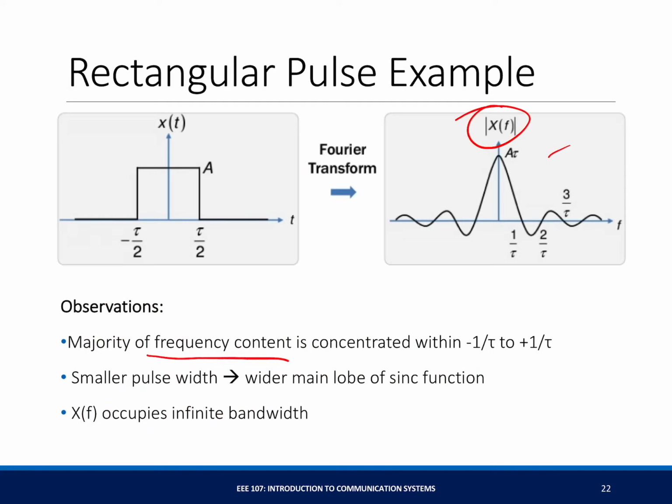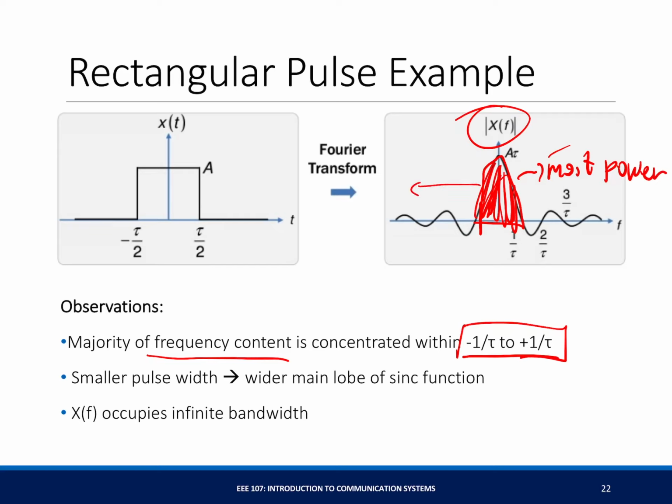Okay, just a note. The majority of its frequency content is concentrated in this interval right here. So it's right here where you get the most power. Right. If you have a smaller pulse width, then this lobe here increases. Right? And in reality, your X of f occupies an infinite bandwidth, since the sinc function just dies down but never goes to 0 outside this big lobe right here.